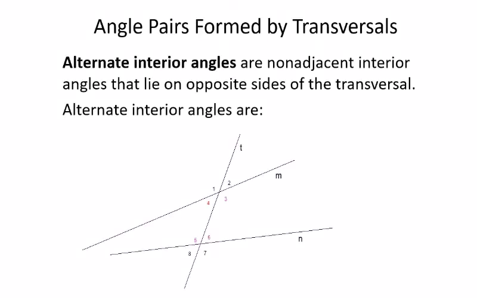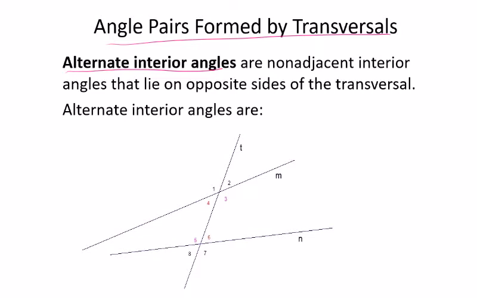All right, next we're going to introduce some terminology in terms of angle pairs. So here we have angle pairs formed by transversals, and like I said, we're going to introduce a few different ones. First of all, remember the transversal is the line that crosses two coplanar lines. In this case, line T is the transversal. And first we're going to look at alternate interior angles.